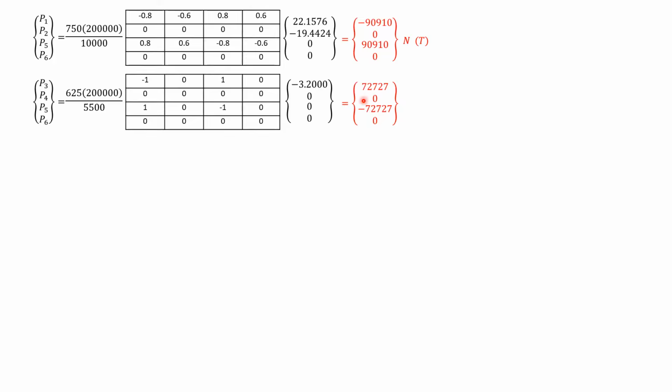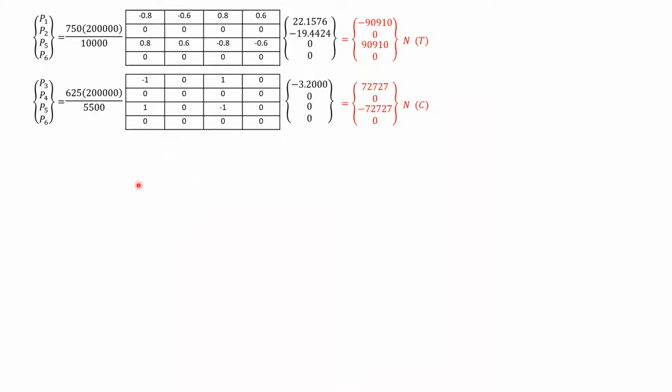Therefore, the member 3 is in compression because this is negative 72,727. And that's the member force of member 2. You can check using statics if it will balance.